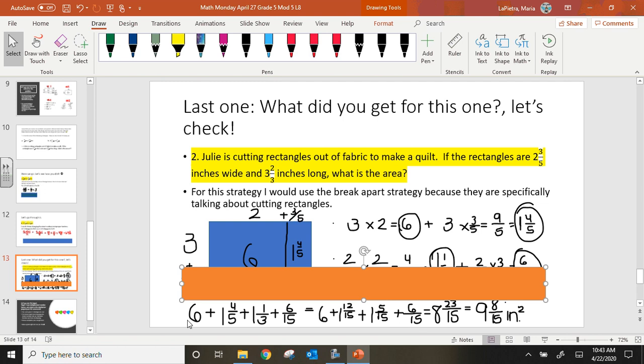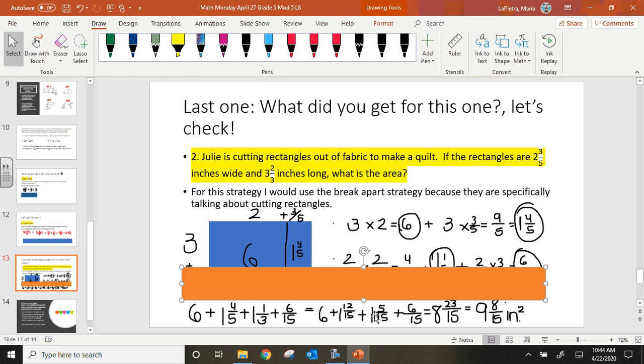So now I have 6 as my whole number. 6 plus 1 and 12 over 15. I multiplied the 5 and the 4 by 3 each. Whatever you do on the bottom, you must do on the top. So I got 12 over 15. 1 and 1/3 becomes 1 and 5 over 15. 1 times 5 is 5. 3 times 5 is 15. That's how I got 5 over 15. Plus 6 over 15. Now we can add them all up.